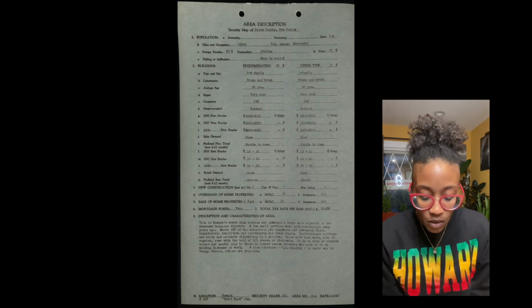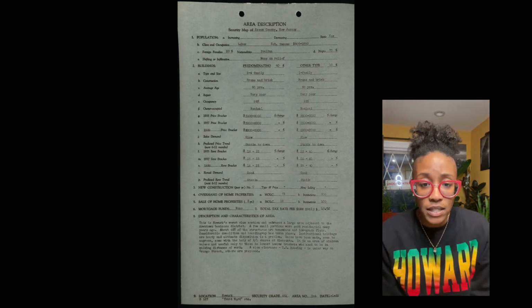And looking at the description in number 8: "This is Newark's worst slum section and embraces a large area adjacent to the downtown business district. A few small portions were good residential many years ago. It is an area of minimum value and useful only to those in lowest income brackets who need to be in walking distance of work. A slum clearance, which is project housing, is underway on Orange Street. Others are proposed." And this was dated January 1st, 1939.